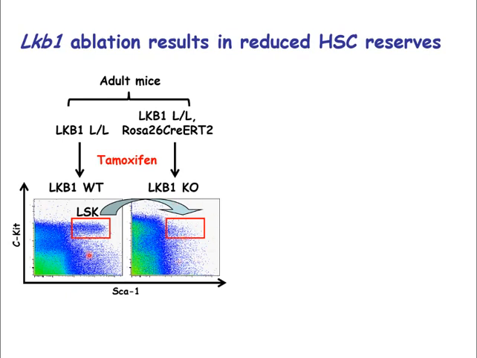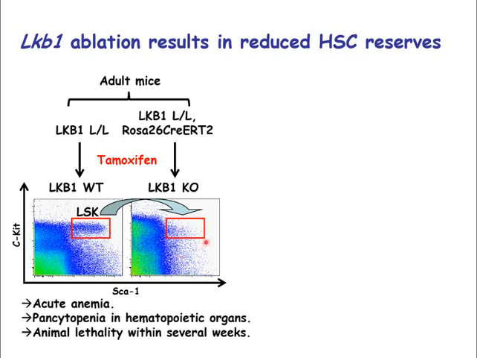So shown here is representative data which shows the so-called SLK cells, which is representing the c-KIT and SCA1 double positive and lineage negative population, which is kind of a mixed population of hematopoietic stem cells. And you can appreciate there is a sharp decline of the hematopoietic stem cell pools after we delete LKB1 in the adult mice. And this phenotype is associated with acute anemia, pancytopenia, meaning the loss of all types of blood cells in the hematopoietic organs. And eventually the animal dies within several weeks after we deleted LKB1 in the adult mice.